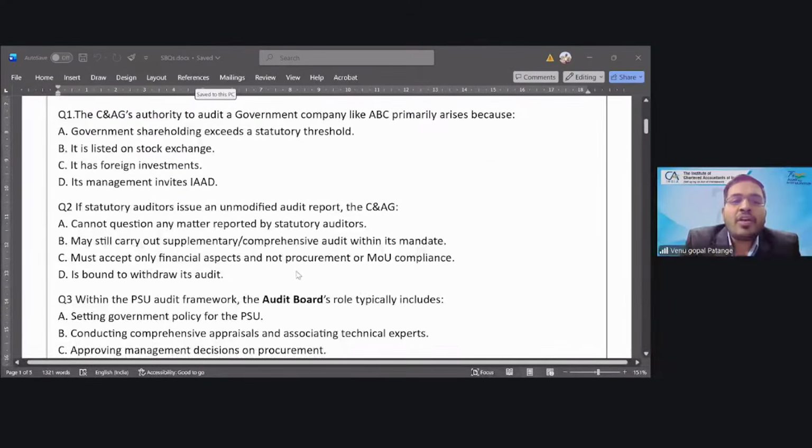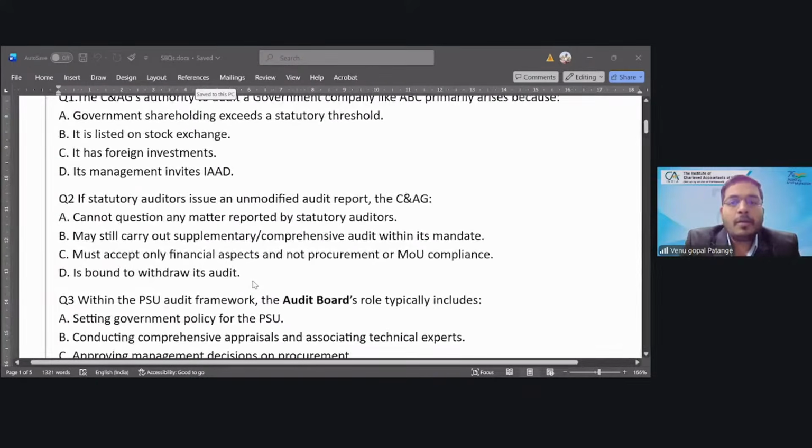If statutory auditors issue an unmodified audit report, what can C&AG do? Cannot question any matter, may still carry out supplementary or comprehensive audit, must accept only financial aspects, or is bound to withdraw its audit. So what is the right answer? The answer is B, it may still carry out a supplementary or comprehensive audit.